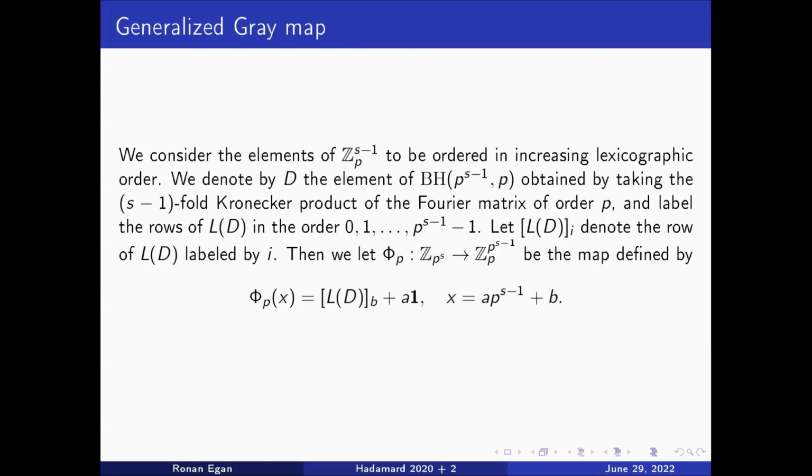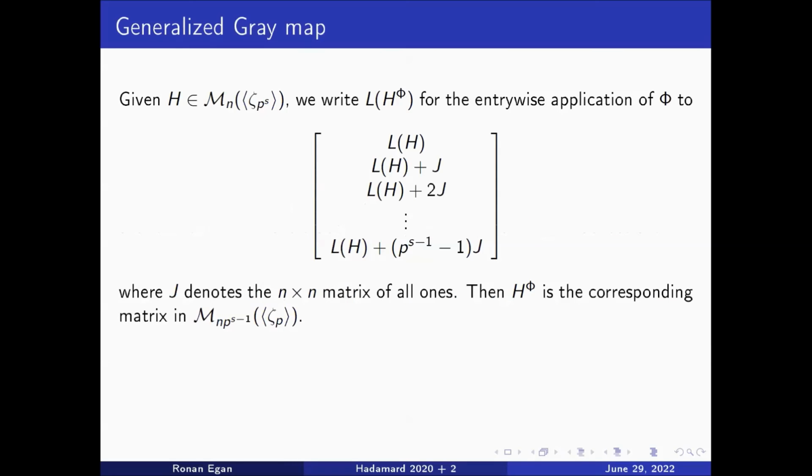So to see how this would work, to build a Butson matrix, what you do is you start off with a matrix that has your entries, in this case in the p to the s roots of unity.